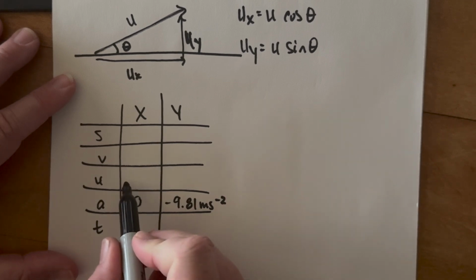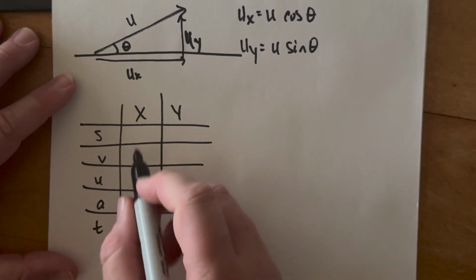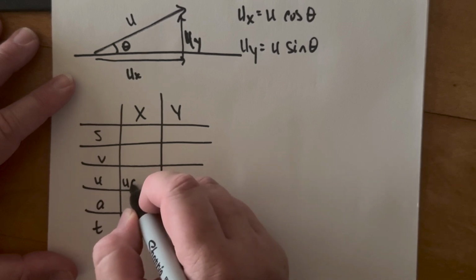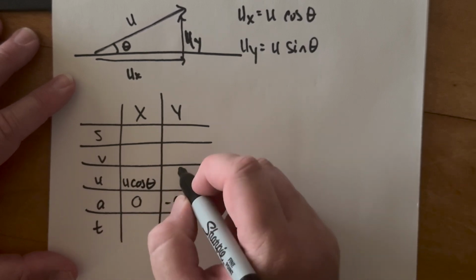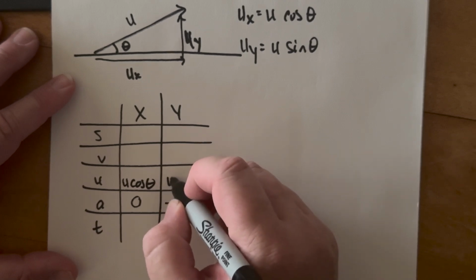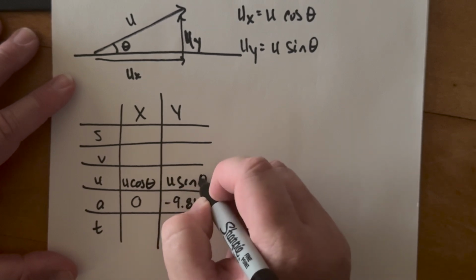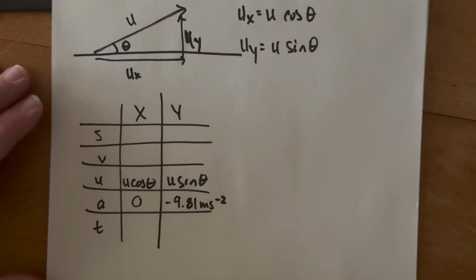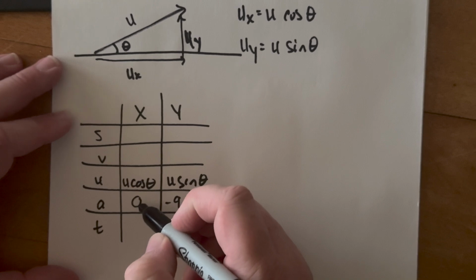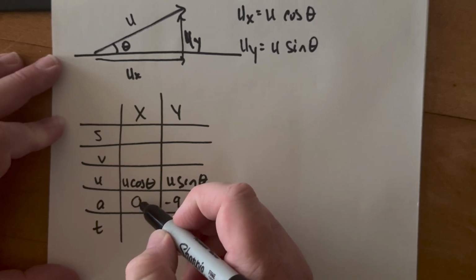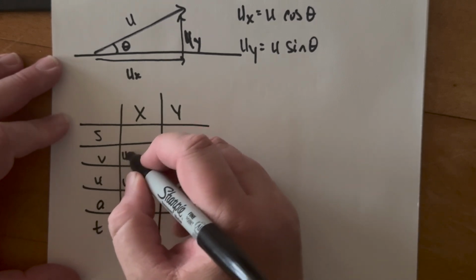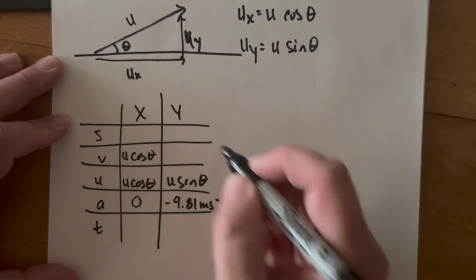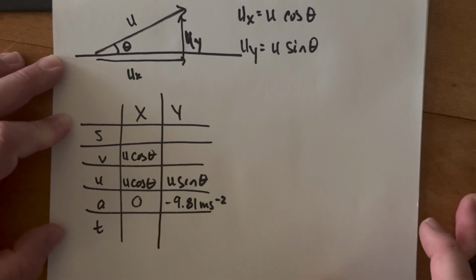We can put our initial velocities in here. So in the x direction, our u is equal to u cosine of theta, and in our y direction, u sine theta. Other things that we know here: because there is not an acceleration in the x direction, we can say that our final velocity is also u cosine of theta. Sometimes that's helpful, most of the time it's not.